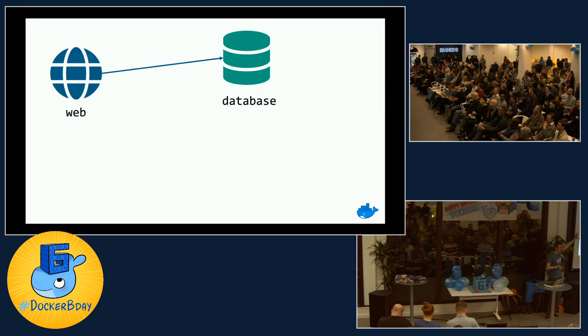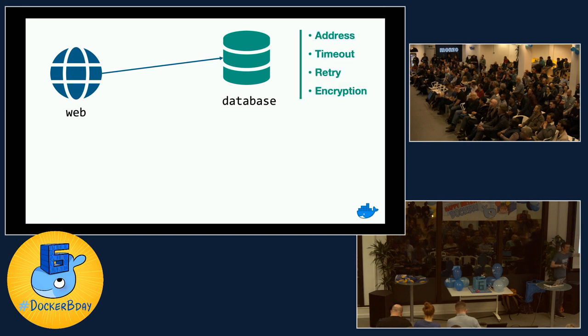Here's about as simple as you can get with a distributed system. I've got two components, a website talking to a database. For that communication to happen across a network, there's a whole bunch of stuff that the client, the website, needs to know about. It needs to know the address. It needs to be able to find this thing on the network. It needs some logic to say, when I try to connect, how long should I wait before I think there's a problem and I do something else?